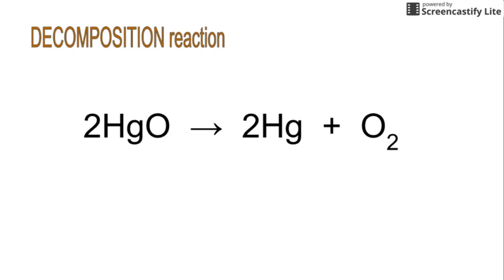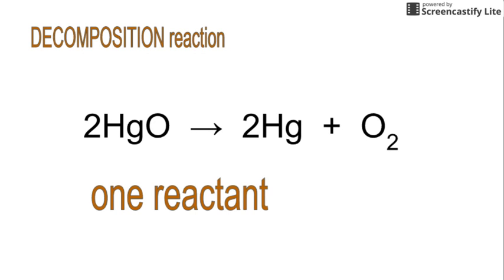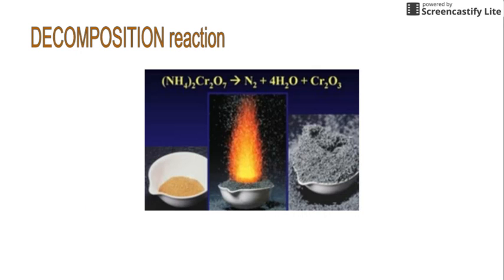In a decomposition reaction, you start out with one chemical compound, and it gets broken down into 2 or more simpler substances. In this case, mercury 2 oxide is decomposed to make mercury, the element mercury, and oxygen molecules. If you're looking at an equation and trying to decide if it's a decomposition reaction, you're looking to see if there is one reactant, and in this case there is. That one reactant is always a compound.